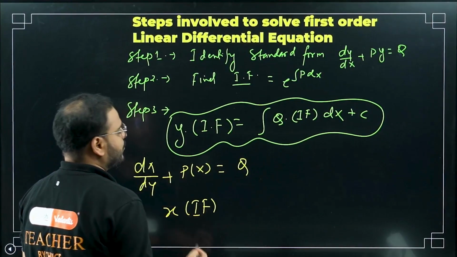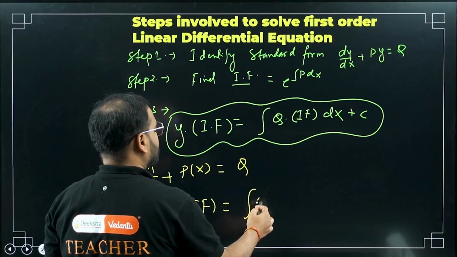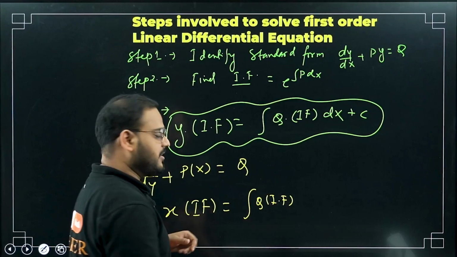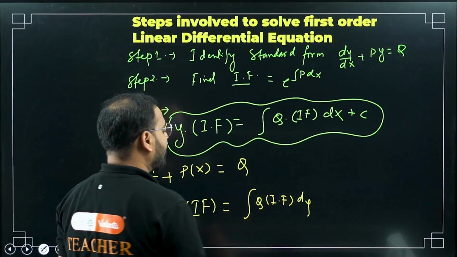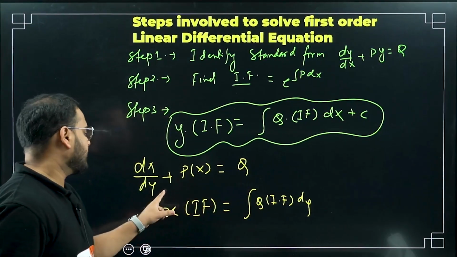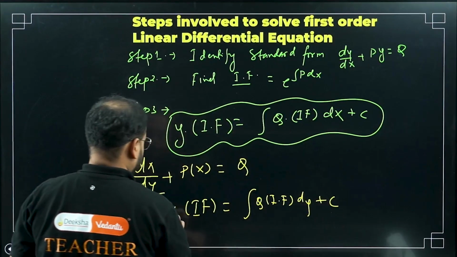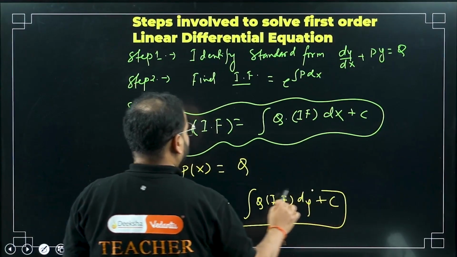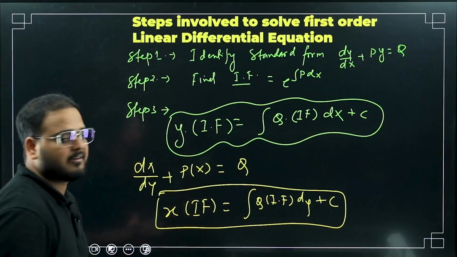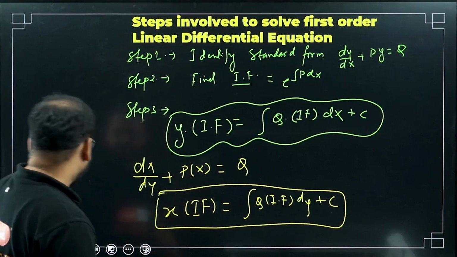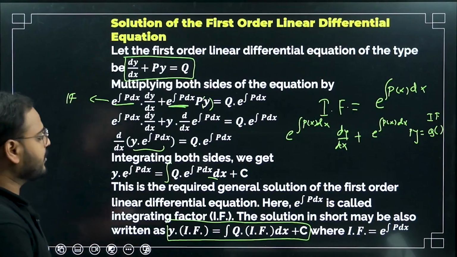So IF equals q times IF. What will come over here? Dy. How come, sir? Because q will be a function of y, the independent variable. Again plus c will come. This is my final answer for the second standard form that we have. Very simple. We're going to use only this step. So was it that simple? Yes, it is, bacha. This is what it was over here also.